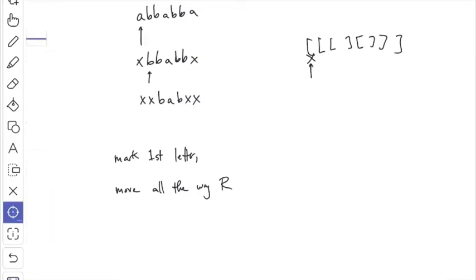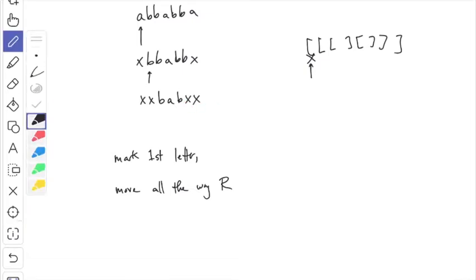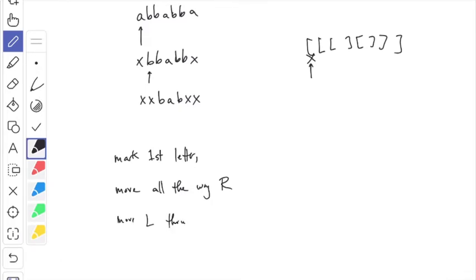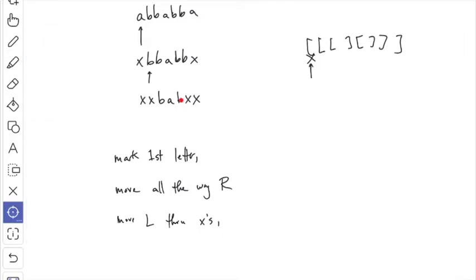You go all the way to the right, and then you might have to backtrack through a few X's. Start moving to the left as you go through some X's. So move to the left through X's. But then you will arrive at a non-X letter, and if that's the same as the letter that you marked in the first step, then you should mark it again. And then move back to the beginning and start again.